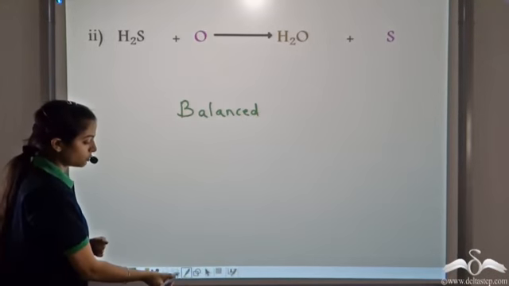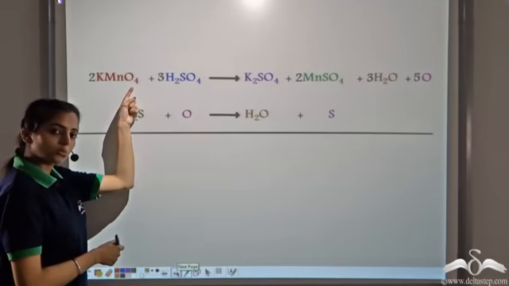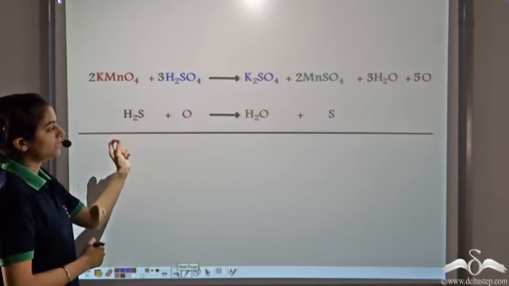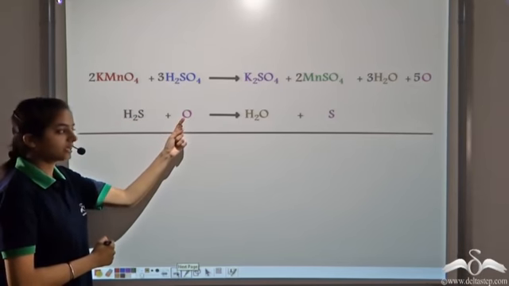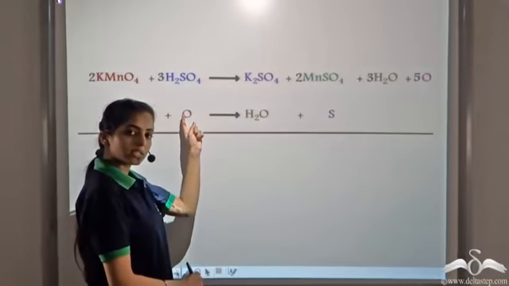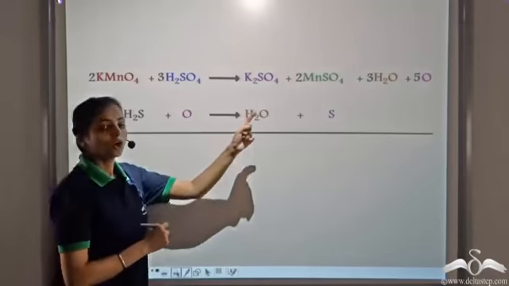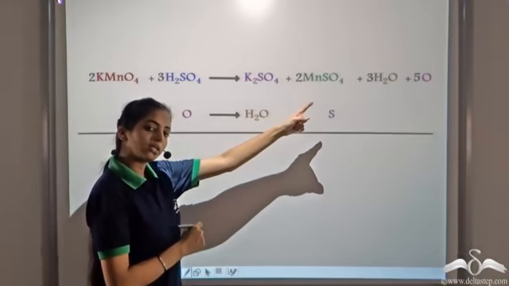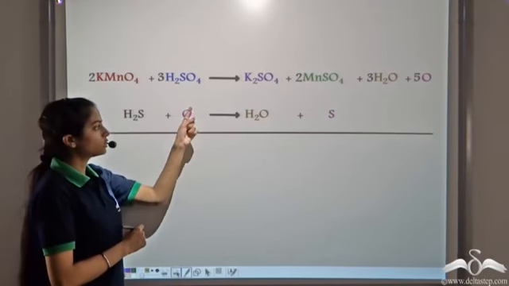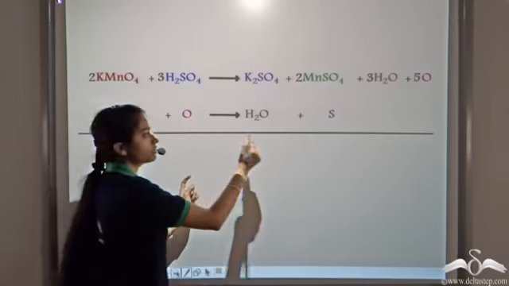Now let's add the 2 partial equations. We have balanced the first partial equation, and the second partial equation is already balanced. If we look at it, we see again oxygen atoms. This oxygen is present on both the sides, on the reactant side and on the product side. But again in this case, on the product side there are 5 atoms, and on the reactant side there is only 1. So in order to make this 5, we multiply the entire second equation by 5.